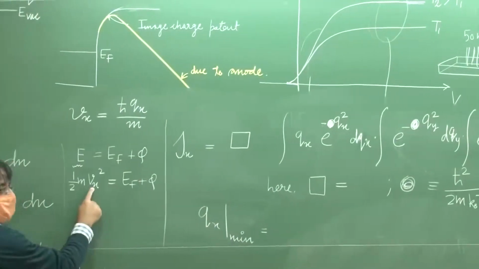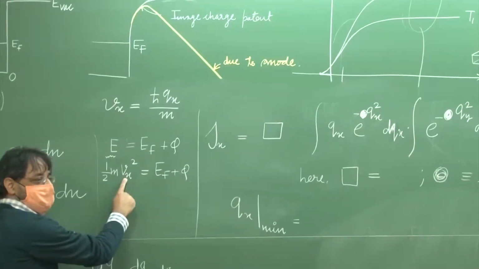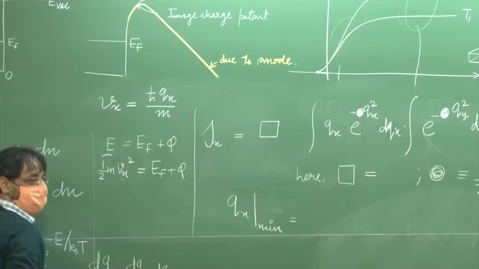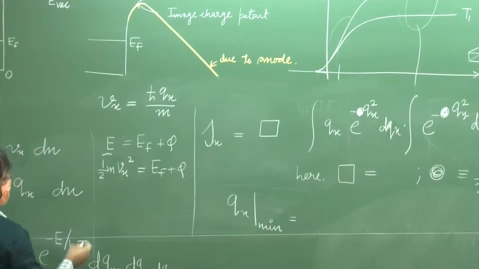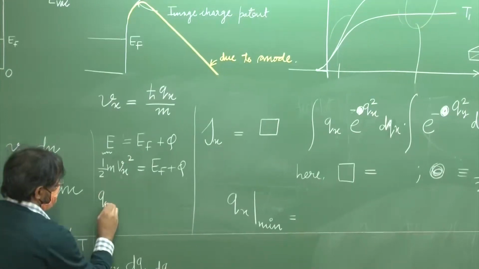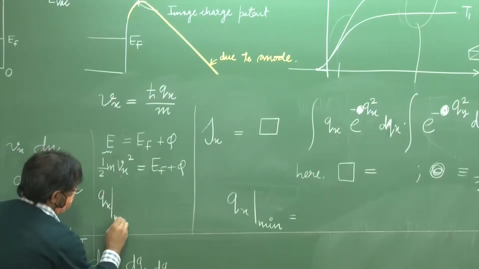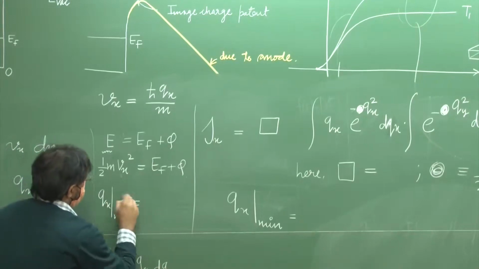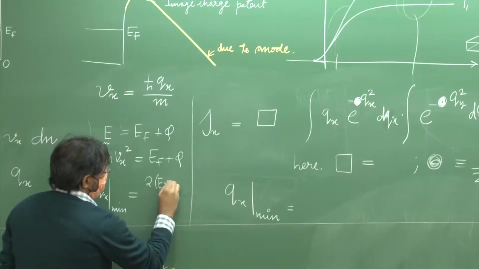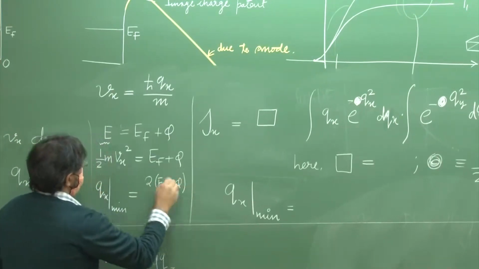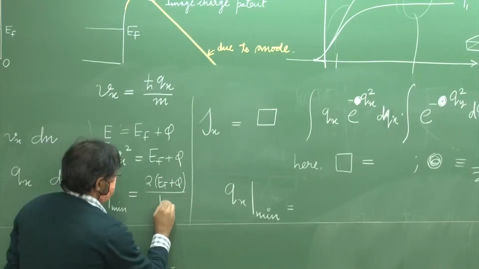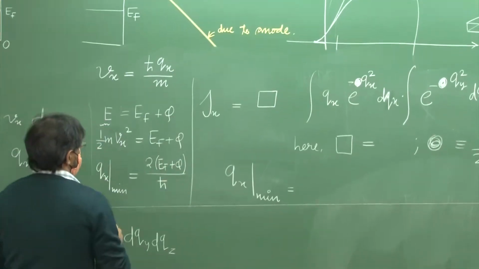So, now you can write Vx in terms of Qx. You can write Vx as h bar square Qx square by m square. So, m and m will get cancelled out. Therefore, the minimum value of Qx that you will get, Qx min, would be, this 2 will go here. So, 2 times Ef plus phi, and then h bar square will come in the denominator.